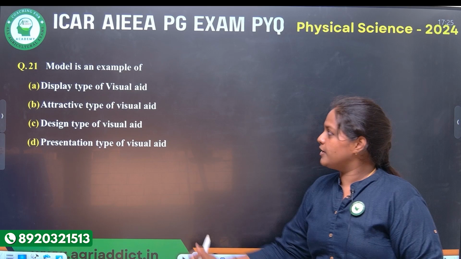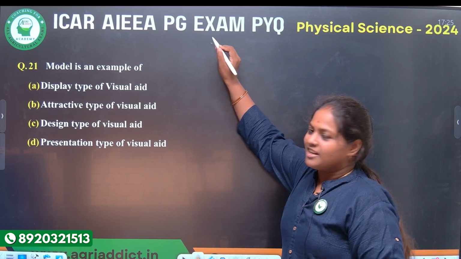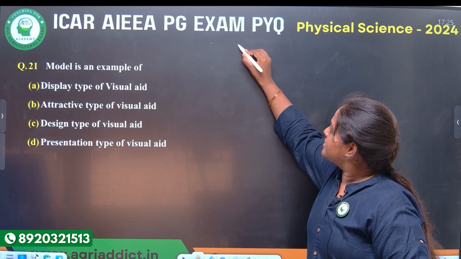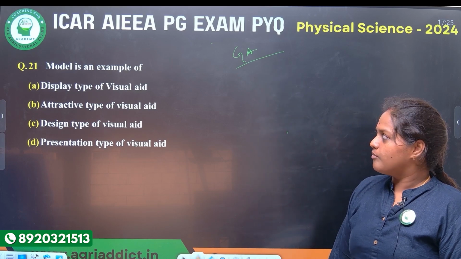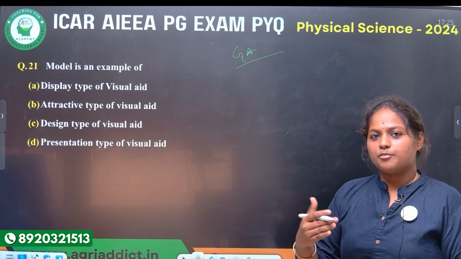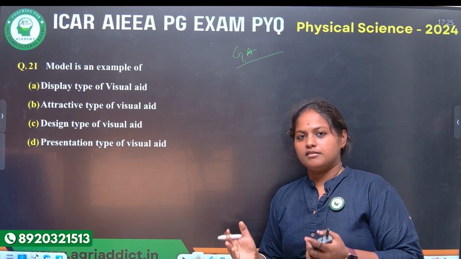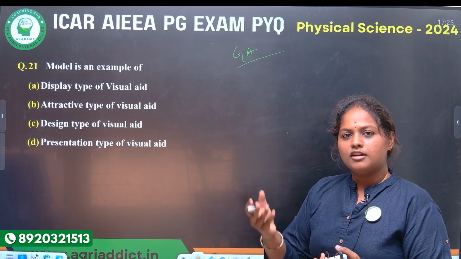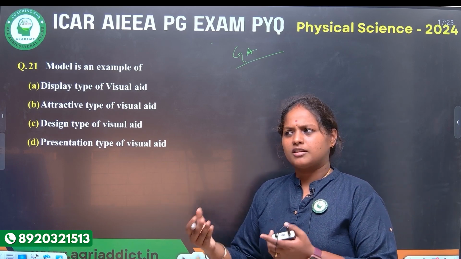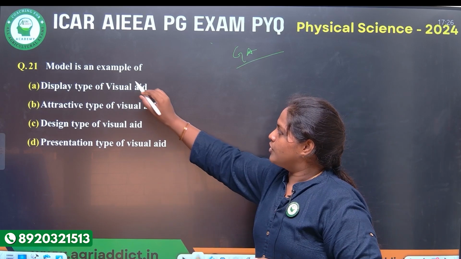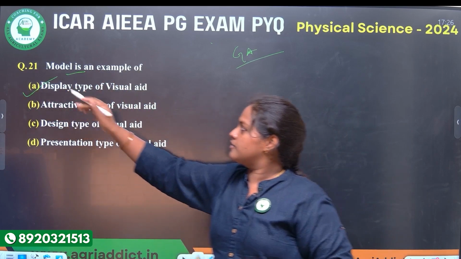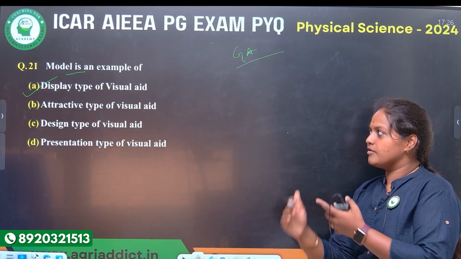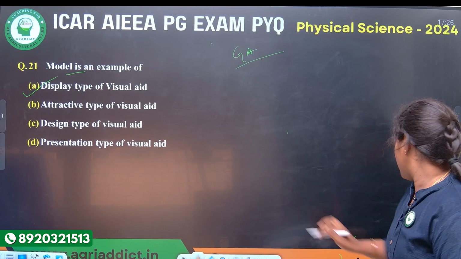Next, question number 21. Question on extension. This is again related to the GA part. Modal. Modal is an example of which type of aid that is usually provided to pass the information or for aid of communication. Modal is an example of a display type of visual aid. This is an easy thing, without reading also we can keep it. Okay.